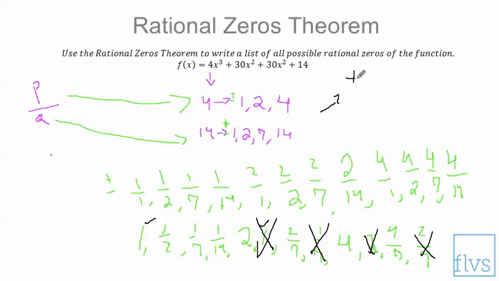So my possible zeros are plus or minus 1, 1/2, 1/7, 1/14, 2, 2/7, 4, and 4/7. And those are all the possible rational zeros, using the rational zeros theorem. Those are all the possible zeros that I could have based on this.